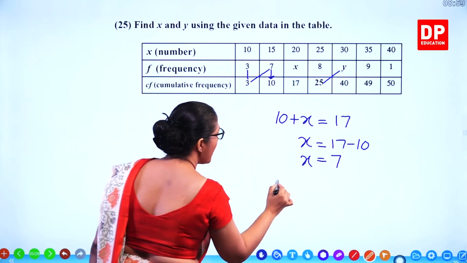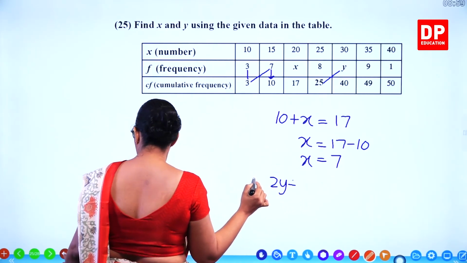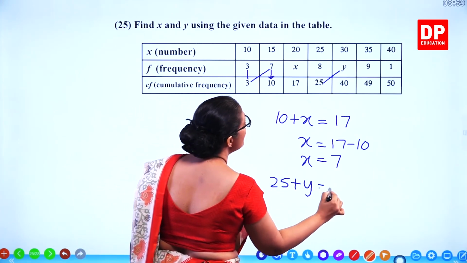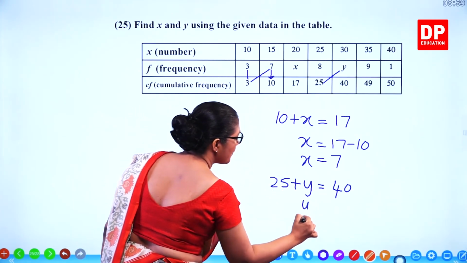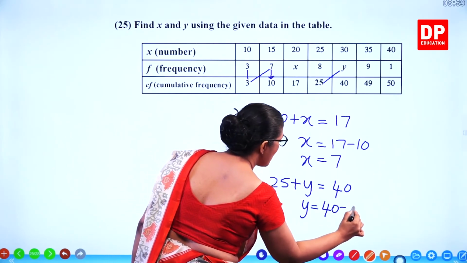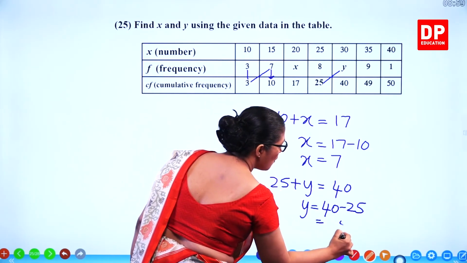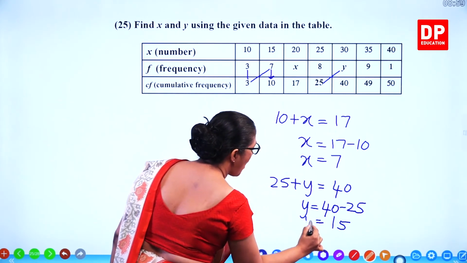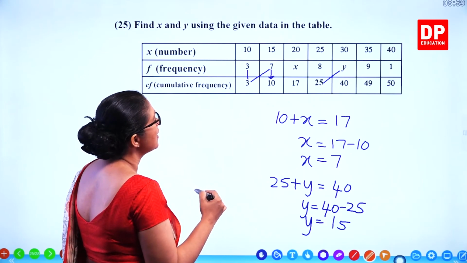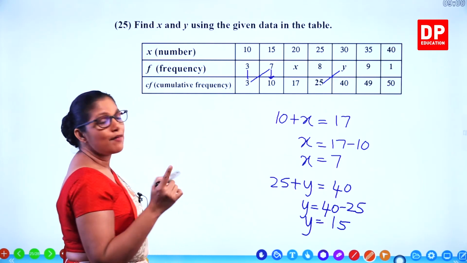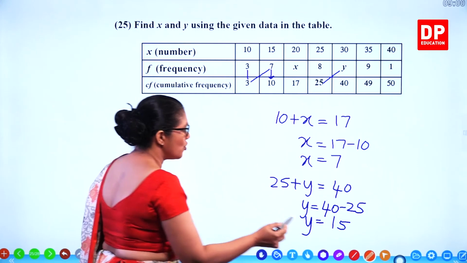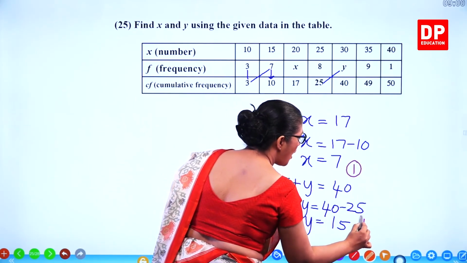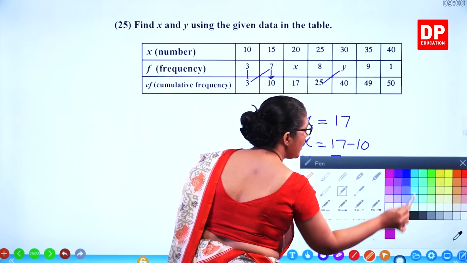25 plus y is equal to 40. So what is y? y becomes 40 minus 25. 5 and 5, 10 and 3, 1. So y becomes 15. So that's how we can find x and y. So you get 2 marks, 1 for finding the x value, 1 for finding the y value.